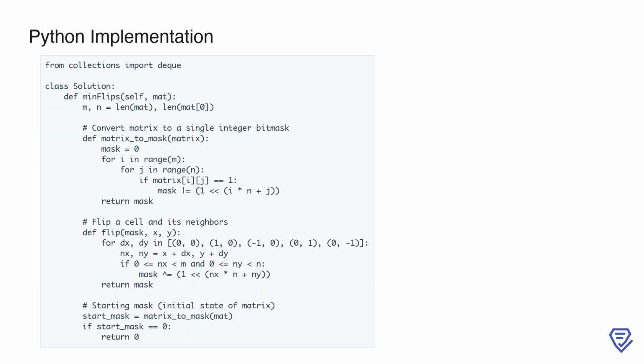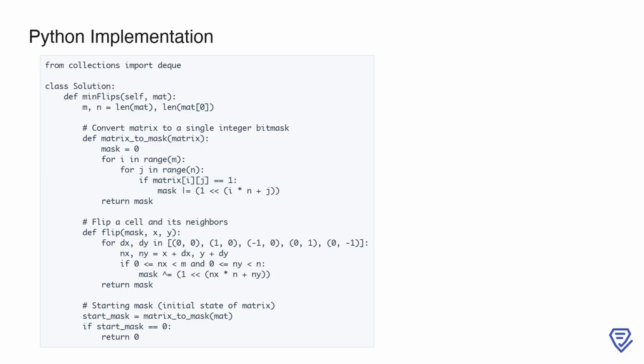To solve the problem, we start by importing the Deque class from the collections module, which will help us implement a breadth-first search later. Inside the solution class, the min-flips method begins by determining the dimensions of the binary matrix, M and N. The first helper function, matrix_to_mask, is designed to convert the binary matrix into a single integer representation called a bit mask. This is achieved by iterating over each cell of the matrix. If a cell contains a 1, we use bitwise or to set the corresponding bit in the bit mask. This transformation allows us to efficiently represent the matrix's state.